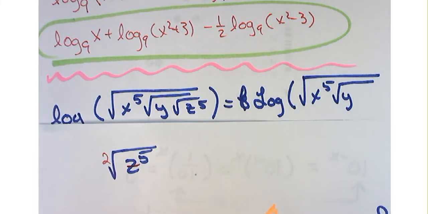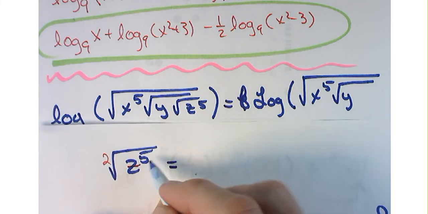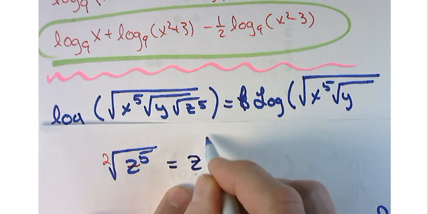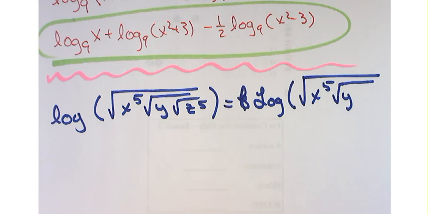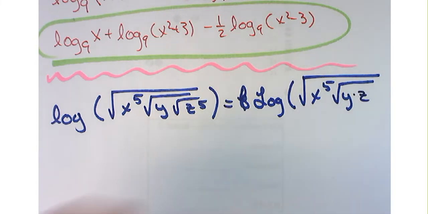Does anyone remember how to rewrite this using rational exponents? What power would that be? Oh, it's all right. I'll help out. So the 5 comes up, the 2 comes under. It's z to the 5 halves is what you're going to have there. Oh yeah, that's right. So z to the 5 halves. Let me kind of squeeze that in here.